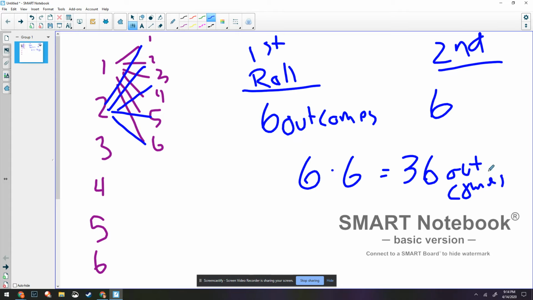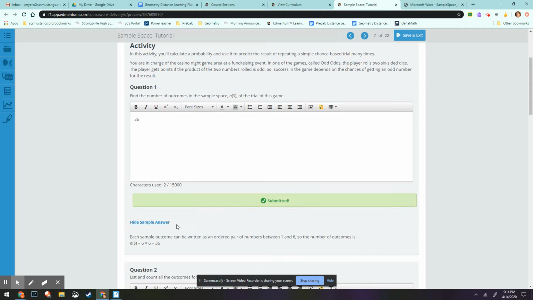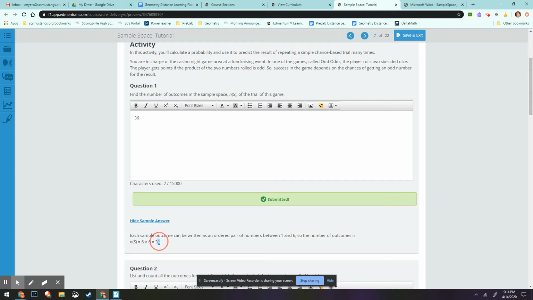Okay? So if I come back over here, the number of outcomes are 36. And I don't know if you get to figure this out, but on the lesson activities, you can hit submit, and then it'll show you what a sample answer is. And we got it right, 36, yay.